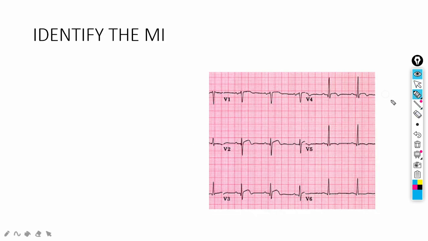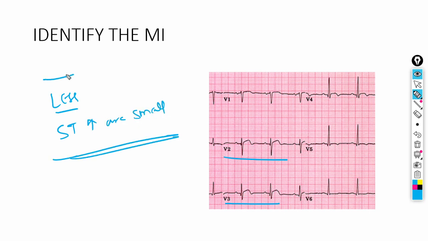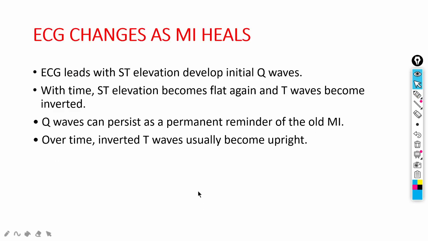Now identify this MI. We can see ST elevation in V2 as well as V3, but these are very small ST elevations, so this time this ECG is a less serious case of MI because ST elevations are small. It has a favorable prognosis.